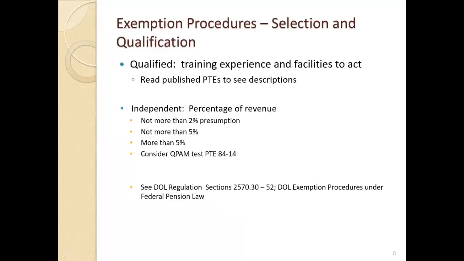The DOL has an excellent publication. It's on the website, which I have. I think I put it on there for you. It's called DOL Exemption Procedures Under Federal Pension Law. And there's some really, really good discussion in there, but not only about the exemption process, but about what is an independent fiduciary for purposes of the statute.